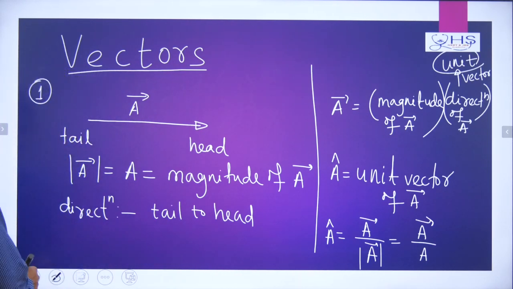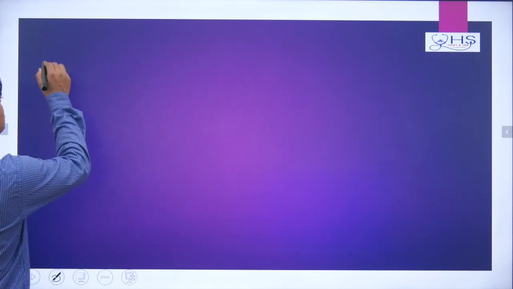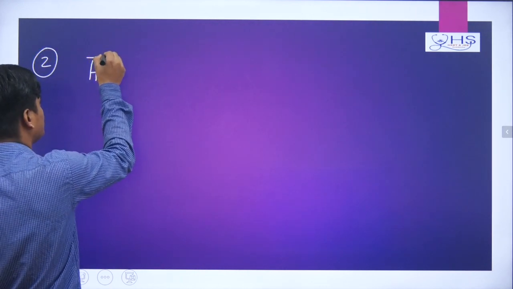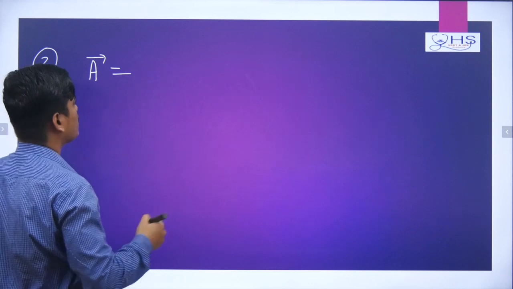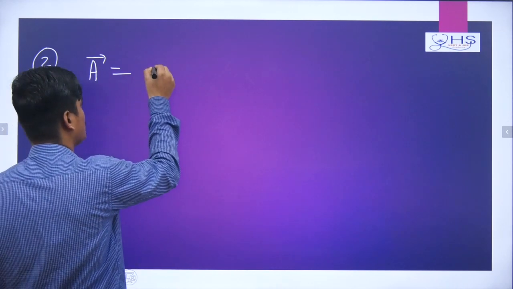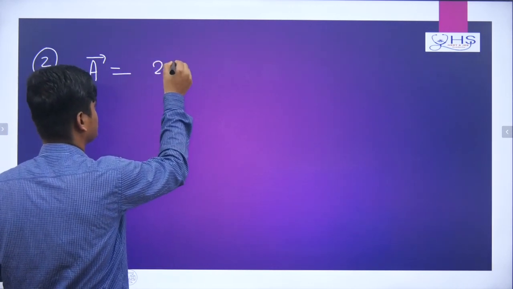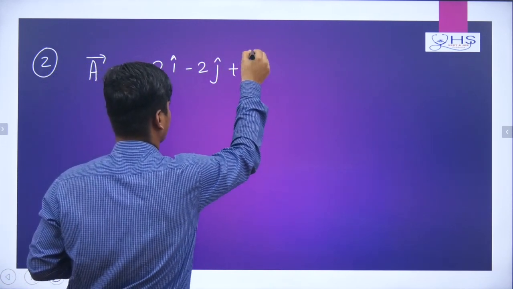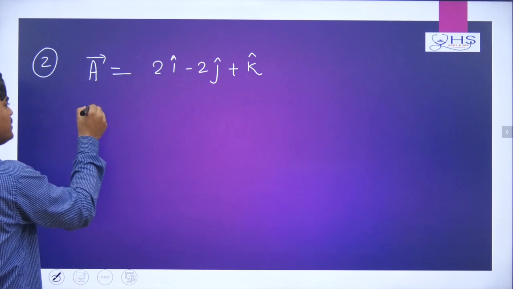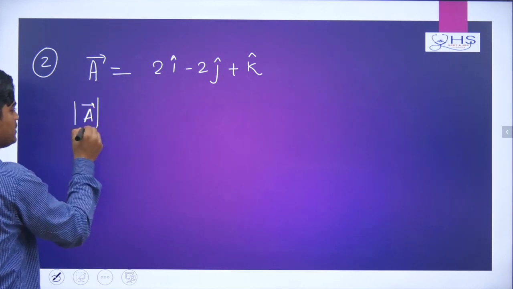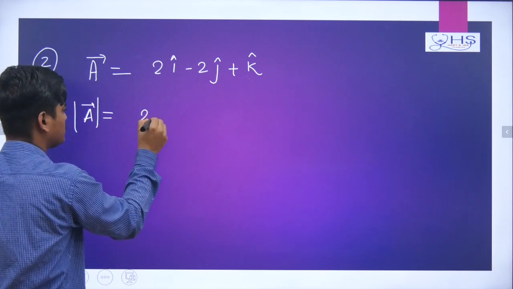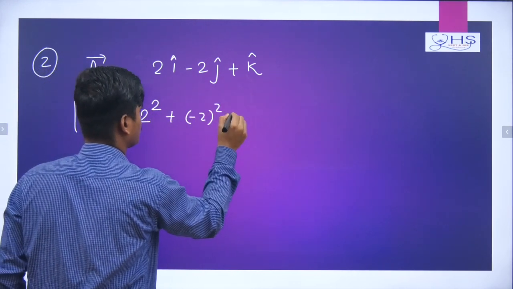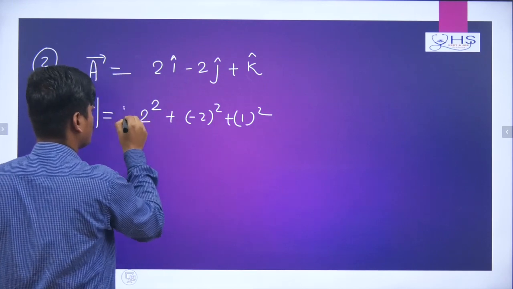We'll understand the magnitude of a vector and the direction of the vector, or the unity vector of a vector. Suppose I am taking a vector 2i cap minus 2j cap plus k cap. If I want to find the magnitude of the vector, it is the square root of 2 square plus minus 2 square plus 1 square.